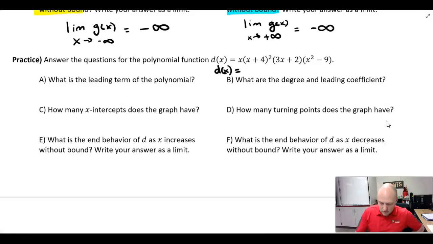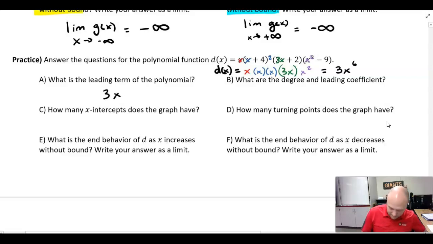Here's how you find your leading term. You're going to take the x here. You have x plus 4 twice. So that's x times x, you got 2 of them. And then we have a 3x. And then we have x squared. If you multiply this all together, I believe that's 6. 1, 2, 3, 4, 6. Yeah, 3x to the power 6. So your degree is 6. That means you have 6 x-intercepts and 5 turning points. And your coefficient is a positive 3.